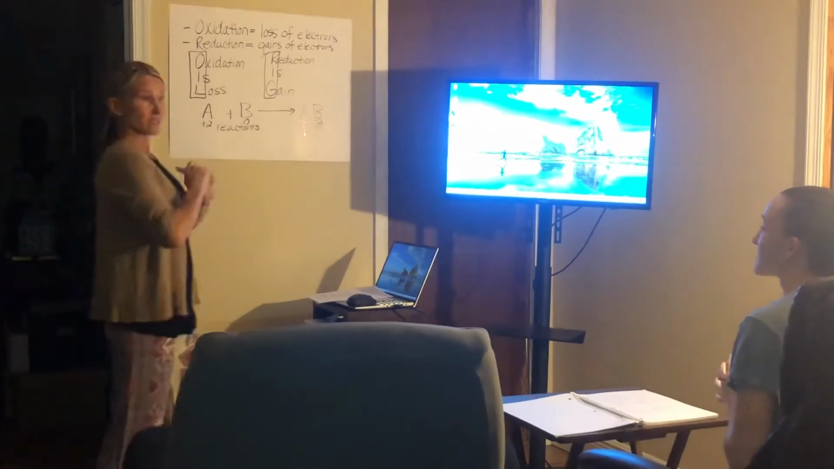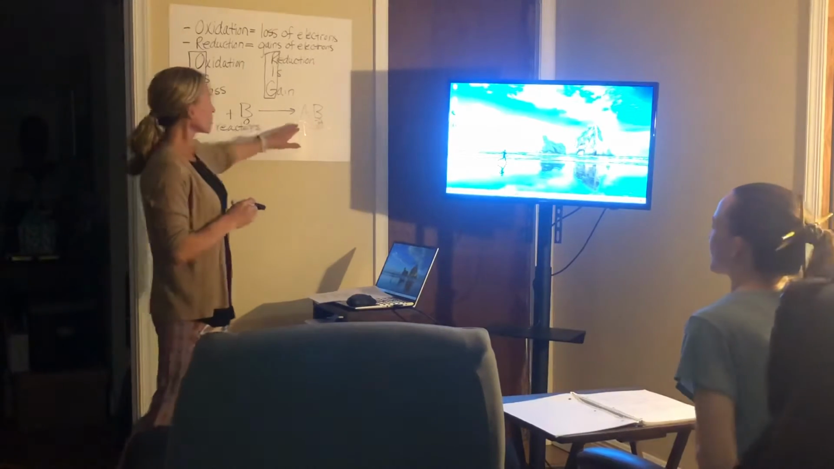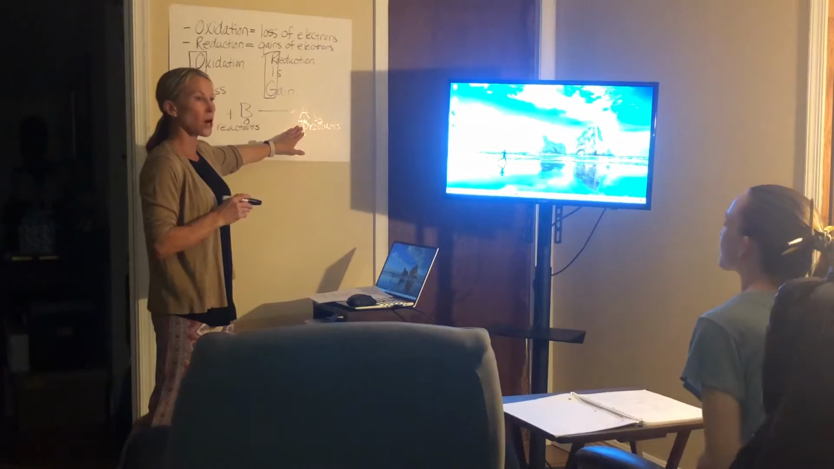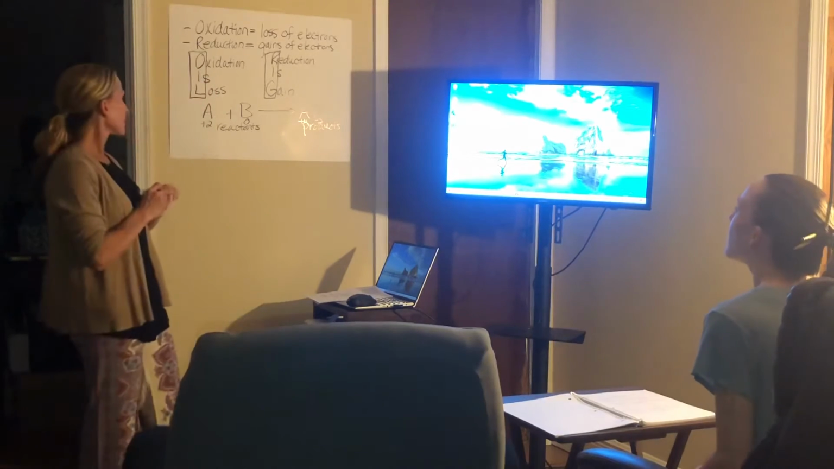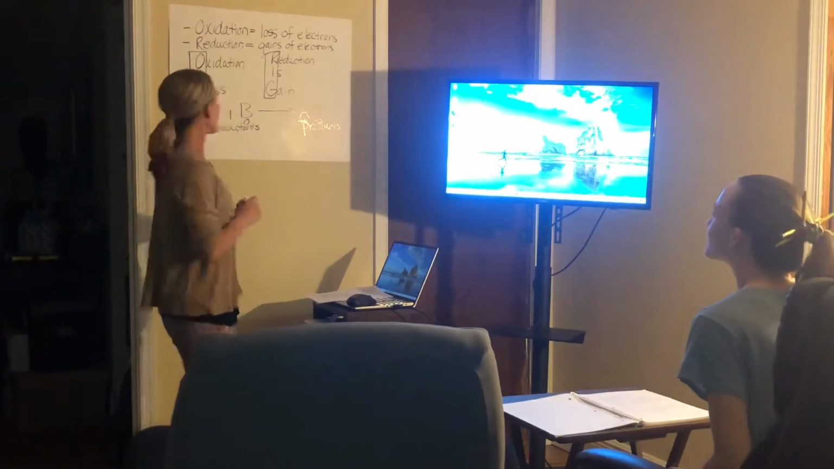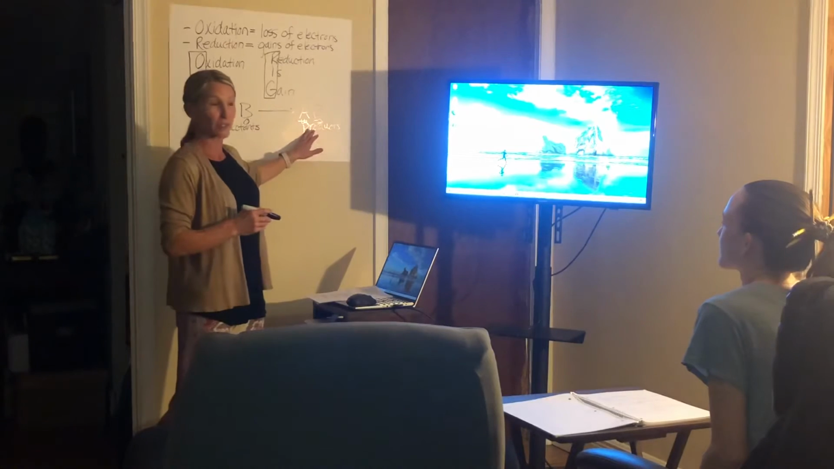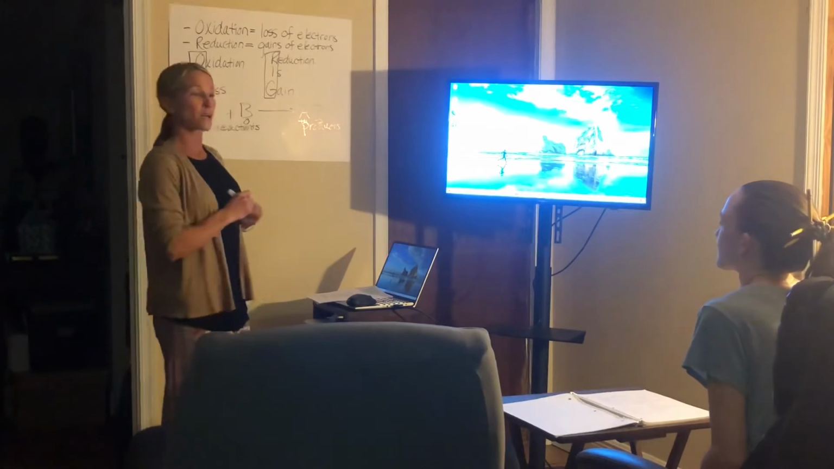Okay, look at it again. So if it has a positive charge, that means it lost electrons. And if it has a negative charge, that means it gained electrons. So that means that the oxidation states are different. So that means this was a redox reaction.